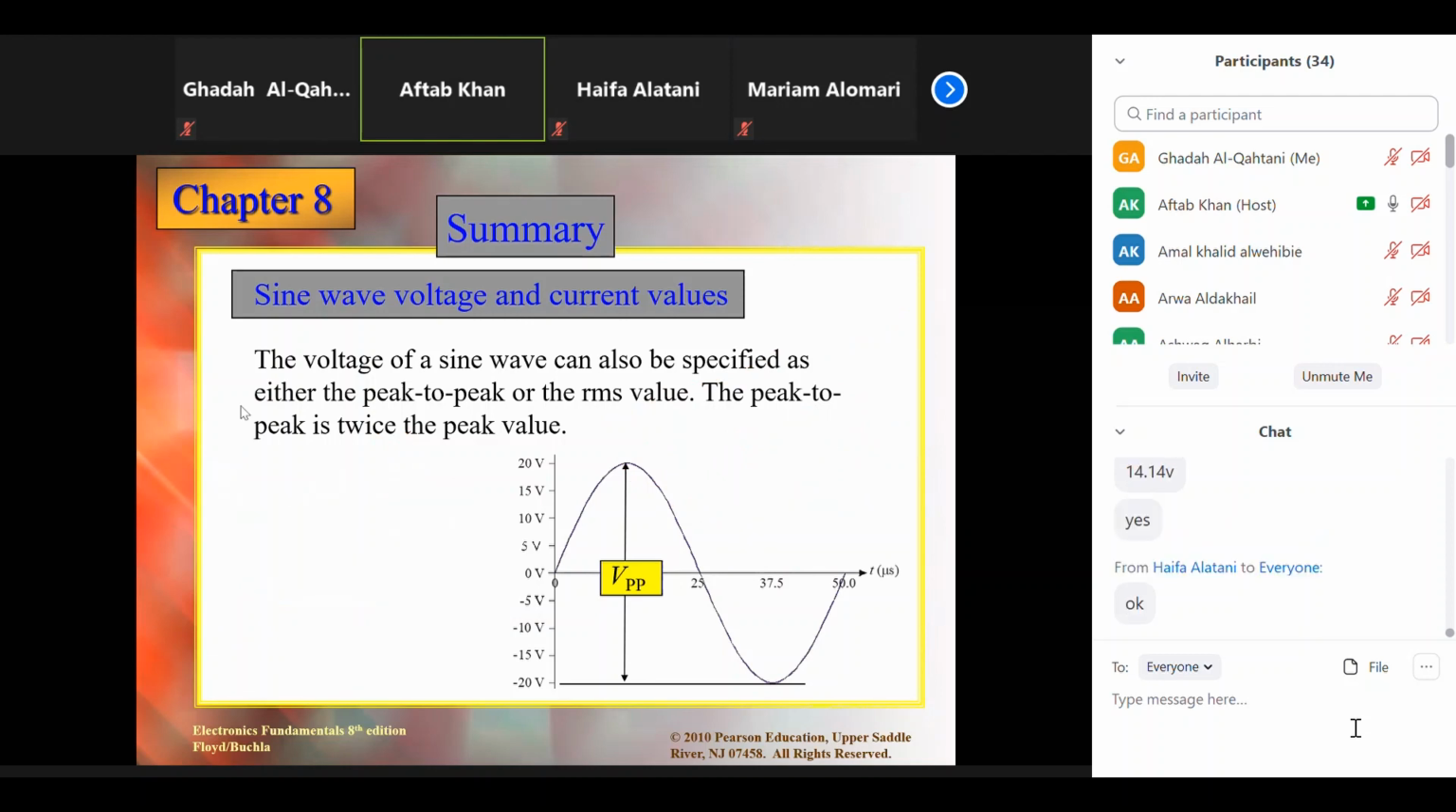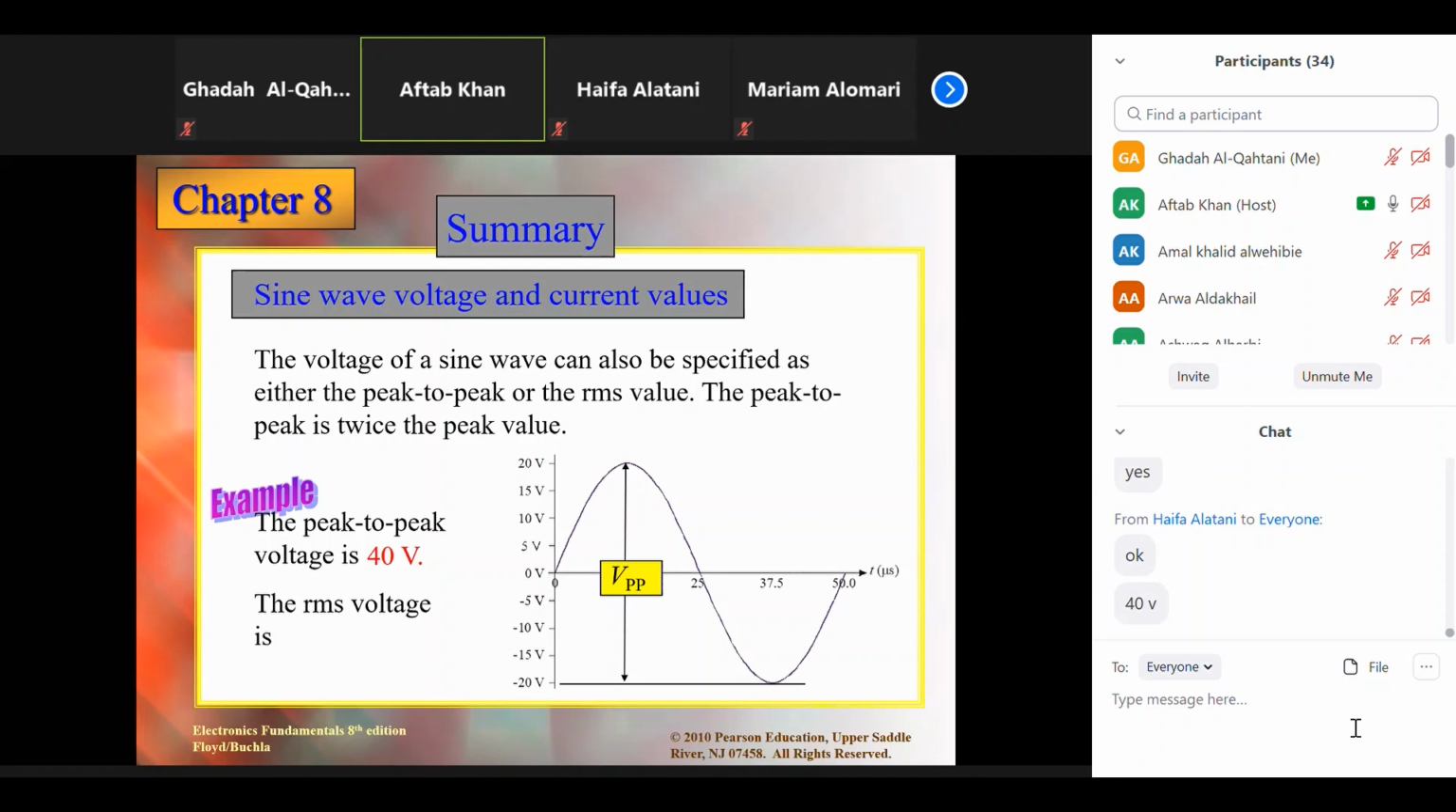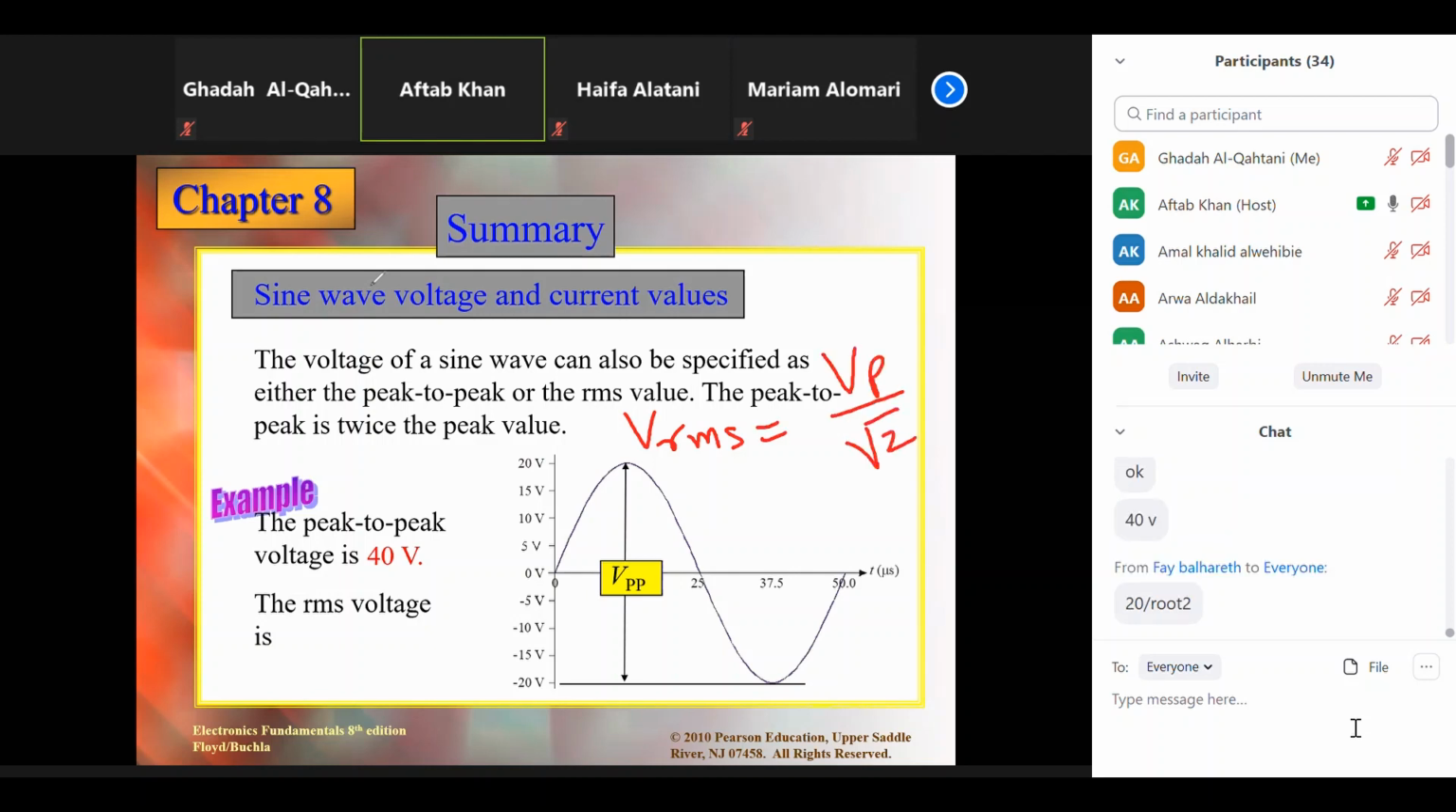Okay. Now see this one. They are asking what is the peak to peak voltage. You can easily calculate. It is 40. All right. Now, if they ask how much is the RMS voltage, there are two ways. Either you can apply Vrms is equal to Vp over root 2, or the other formula which I just derived for you, this is Vpp over 2 root 2. It's up to you which one you want. You can apply both of them.